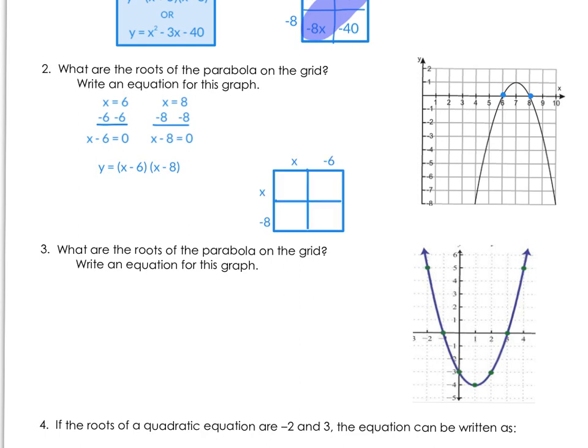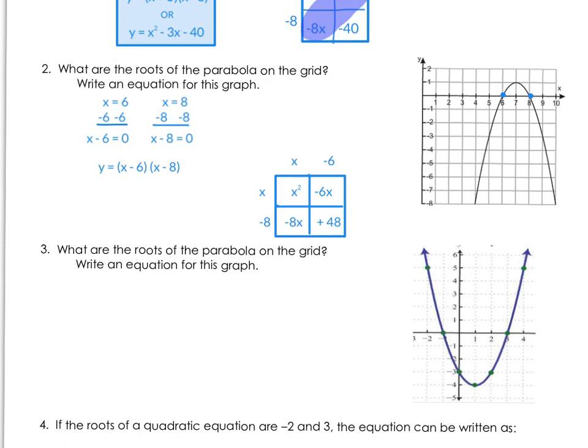So in order to simplify, we need to do the area model to show the binomial times the binomial. So x minus 6 times x minus 8, and then fill in each of the cells. When we do that, we get x times x, x squared, negative 6 times x is negative 6x, negative 8 times x is negative 8x, and negative 6 times negative 8 is positive 48.